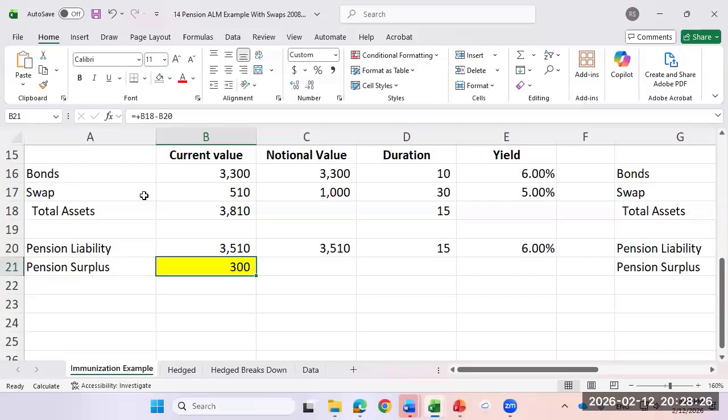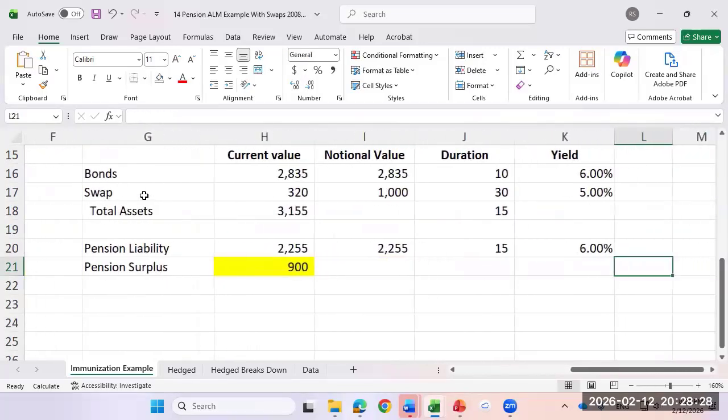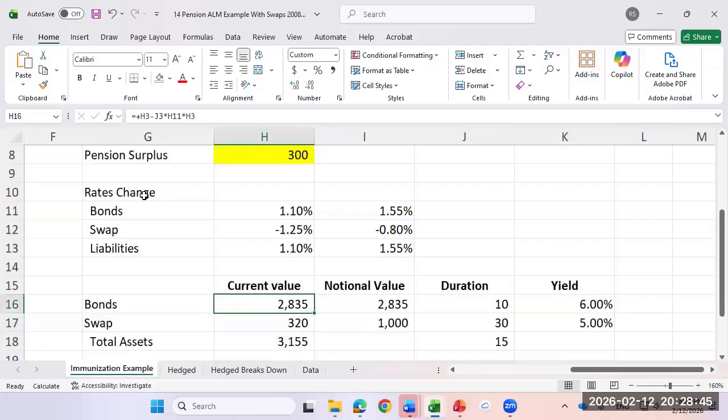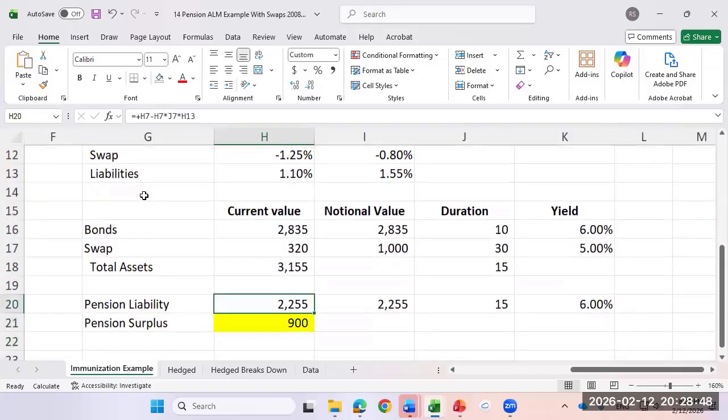What happened in 2008? Interest rates on the bonds actually went up because they're corporate bonds. Interest rates on the liabilities went up because they're using the same discount rate as the corporate bonds. And the swap went down in rates. What happened then? The bonds actually fell in value, but so did the liability. The swap went up in value 300 million bucks. USAA's net worth, the pension plan, went from 300 million to 900 million dollars. And that was with them delaying for a few weeks. If they'd done it faster, it would have been much higher.